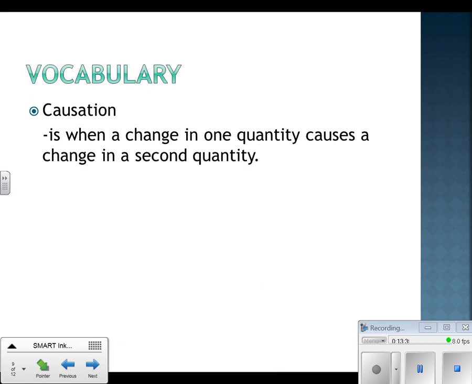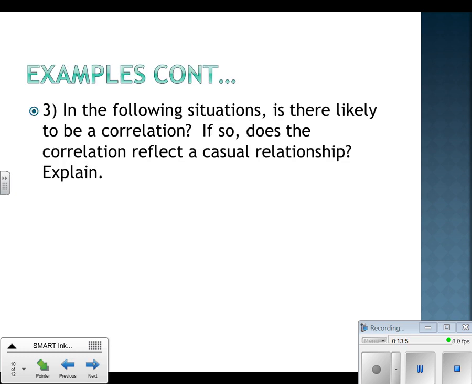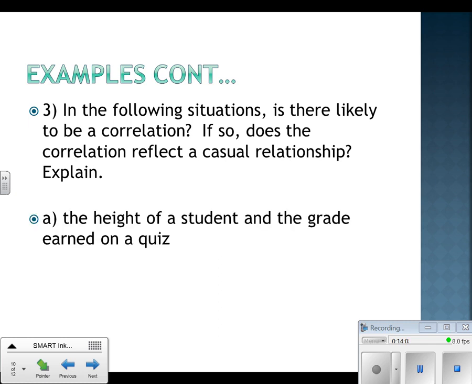Causation is when a change in one quantity causes a change in the second quantity. So when there is definitely a relationship, one thing affects another, that's called causation. So we're going to look at a couple situations here to see if there is that causation, which is a correlation. So if so, does this correlation reflect a causal relationship? The height of a student and the grade earned on a quiz. There would be no correlation because there's no causation here. Your grade isn't affected by how tall you are, so no correlation here.